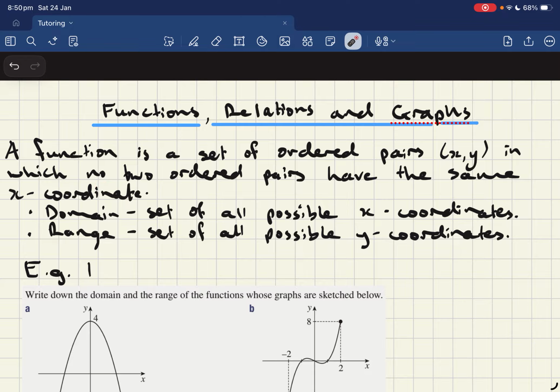But with our functions, basically it's the graphs that we've been looking at, and the graphs are made up of different types of ordered pairs that satisfy the rule. So to describe a function, we can talk about its domain and range. Now, a domain is the set of all possible x coordinates that the function can exist in. Its range is the set of all possible y coordinates.